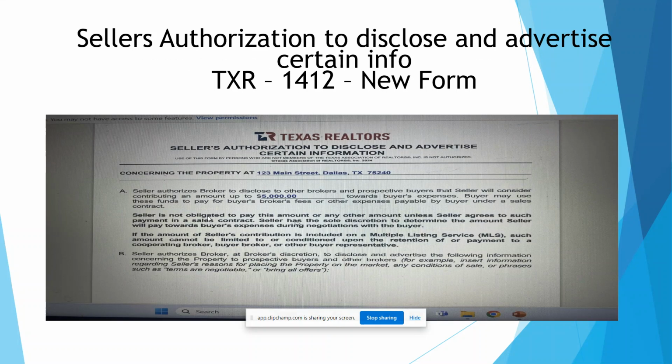Sorry, next slide. Seller's authorization to disclose and advertise certain information. What is this about? Remember, the listing agreement said, paragraph 11F, that the seller allows you, the selling agent or listing agent, whichever term you prefer, to disclose that they are offering some kind of concession.